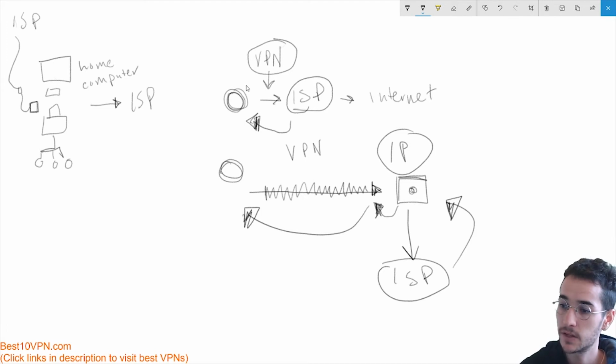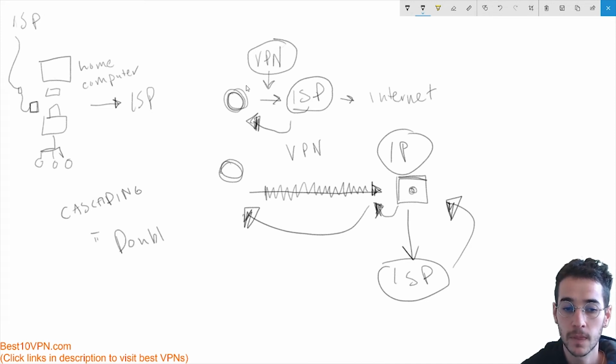So now that we understand this concept, let's go ahead and talk about what cascading is. So what is cascading exactly? Well, cascading is essentially double VPN.